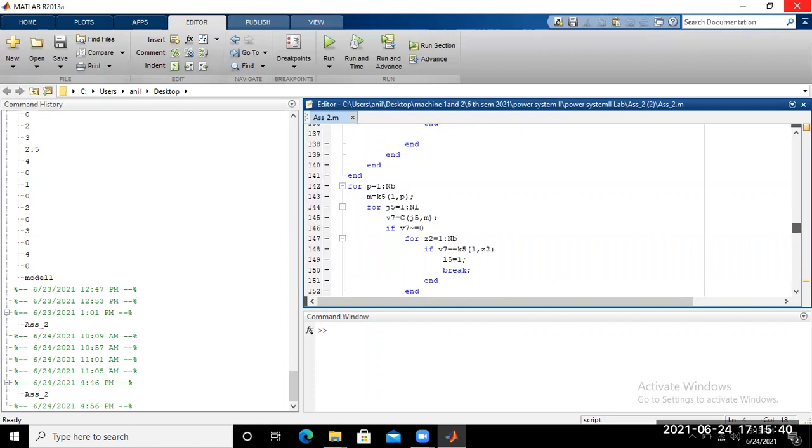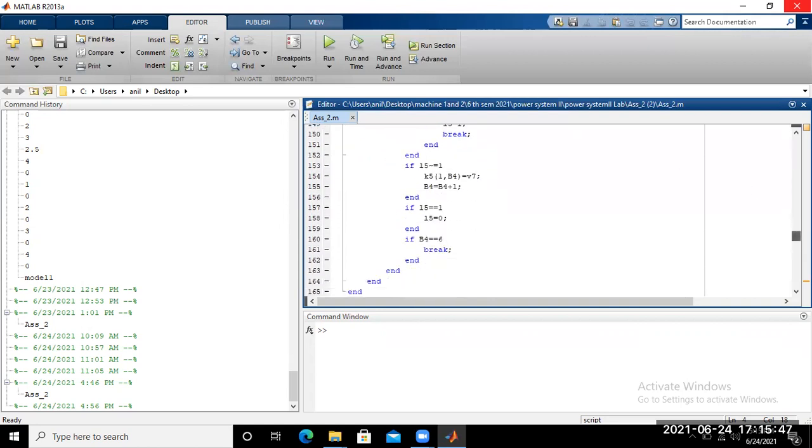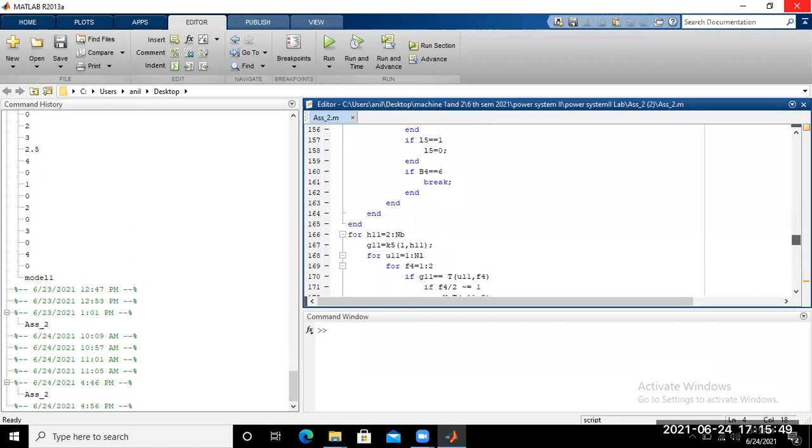Okay, so this one is your for bus number 1. Okay, similarly we write for the h11 equal to 2 to number of buses, so q g11, that means number of second bus, so g11 equal to k5 1 into h11. Okay, for u11 equal to 1 n1, so for f4 equal to 1 to 2.